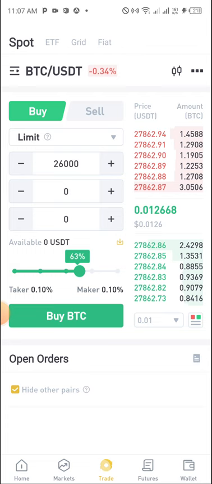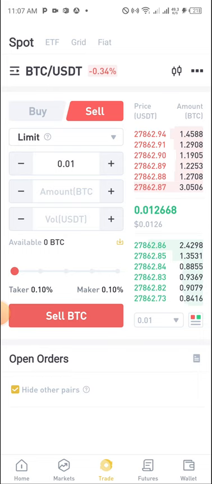It's going to buy BTC at a limit price. So when price hits this amount, which is 26,000, it will be triggered. Okay, yeah, it's that simple. And we can come here when we're in profit to sell. So on the spot trading, you can buy and you can sell.